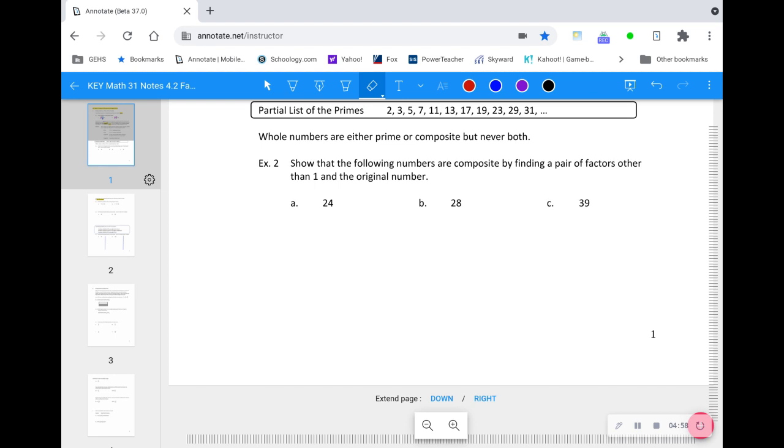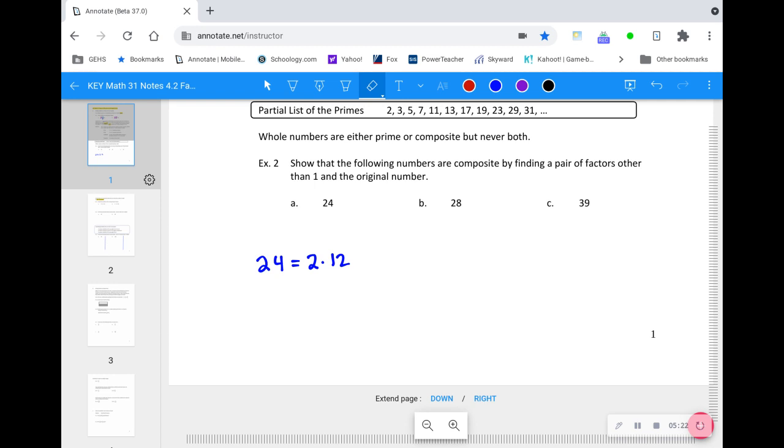So, show that the following numbers are composite. All you have to do is show that besides 24 being 1 times 24, if you can show any other way of breaking down 24, then you've shown it's composite. 2 times 12 would be an example here. So, we're going to just leave the first trivial part off.